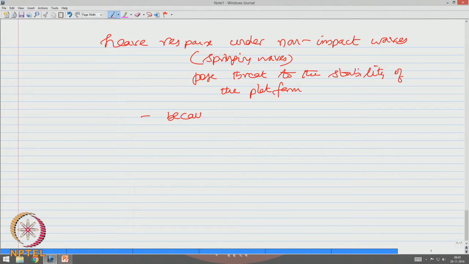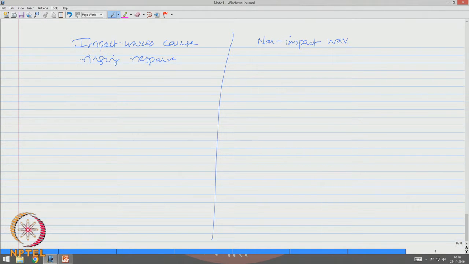Because they occur at a frequency closer to heave degree of freedom natural frequency. So, friends, one can say that impact waves cause ringing response. Non-impact waves cause springing response.